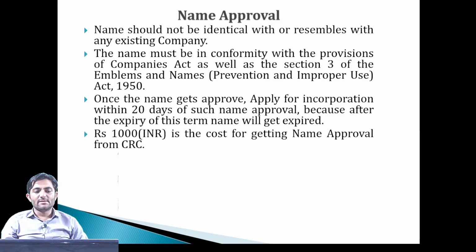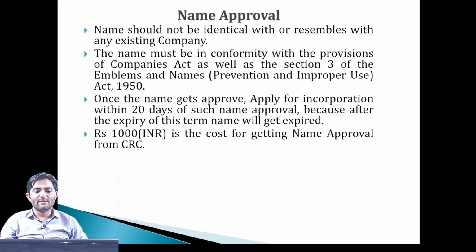Name approval consists that the name should not be identical or resemble any existing company. The name which you are applying, because you need a name for a company incorporation, should not be the same as any other registered company or similar to any other registered company. Second, the name must be in conformity with the provisions of the Companies Act as well as Section 3 of the Emblems and Names (Prevention of Improper Use) Act 1950. It should not be inconsistent with the provisions of the Companies Act as well as the Emblems and Names Prevention of Improper Use Act.